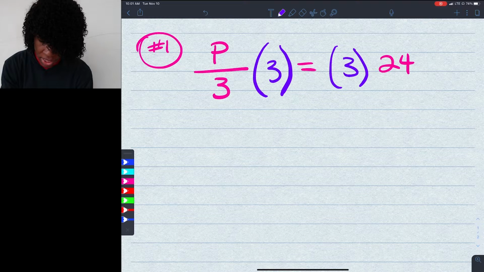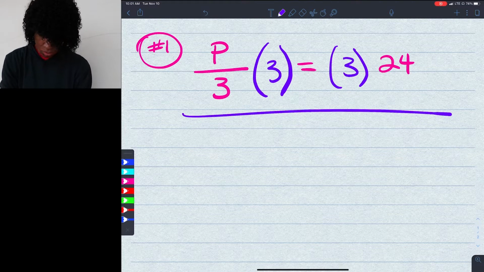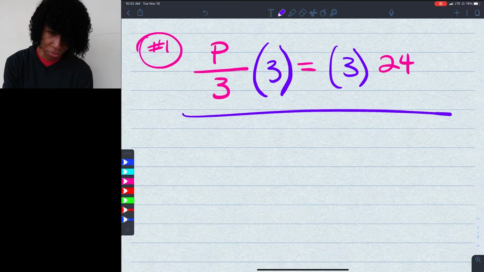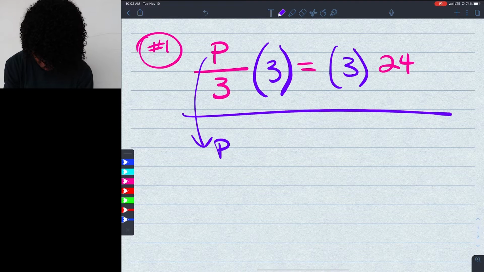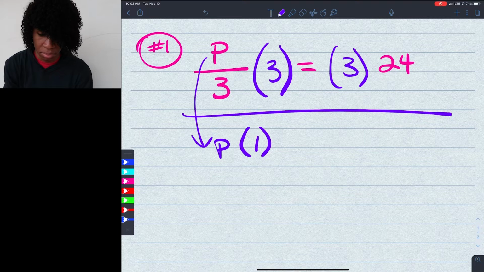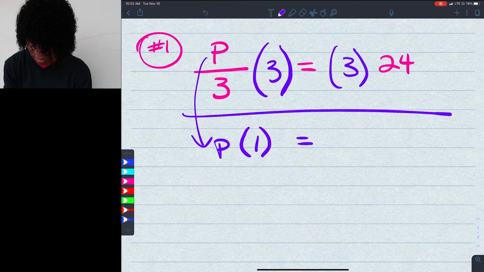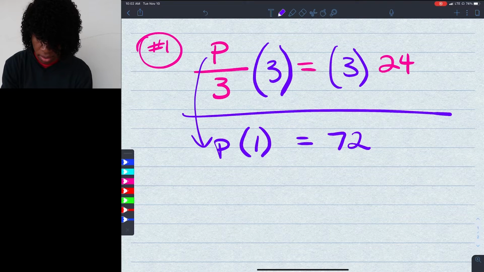So 3 divided by 3 is 1. Here, I'm going to do this part right here first. If I multiply this left side by 3, I'm trying to do this in a way where it's nice and clear. 3 divided by 3 is 1. So I'm going to bring my p down, and 3 divided by 3 is 1, so I'm going to multiply that by 1. P times 1, equals, and then 24 times 3, you can use a calculator for this, is 72.